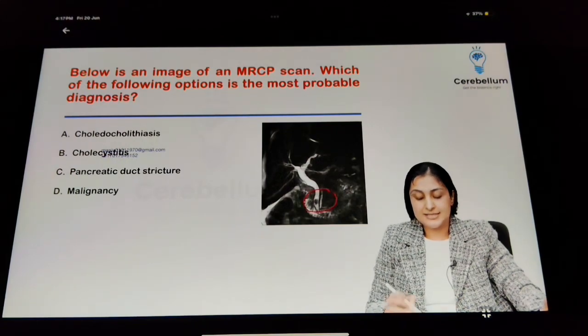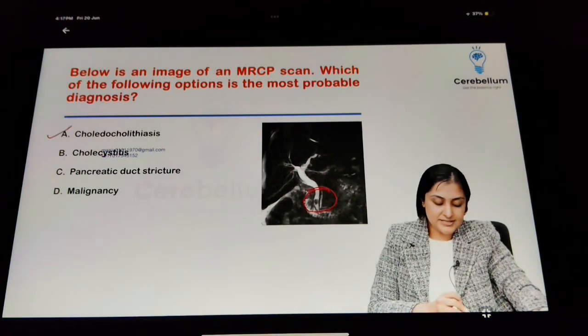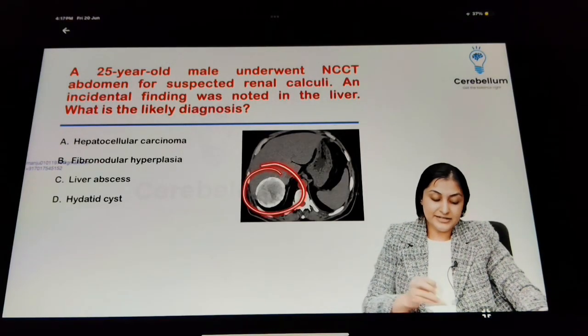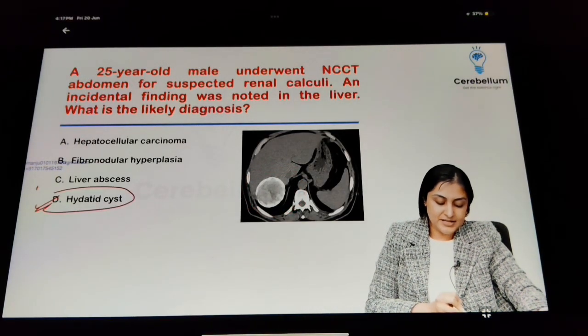What is this? So you can see the same image we have seen. We are seeing a signal void. This is CBD stone or cholelithiasis. What is this? You can see that there is a calcified lesion in the liver. This is our hydatid cyst.